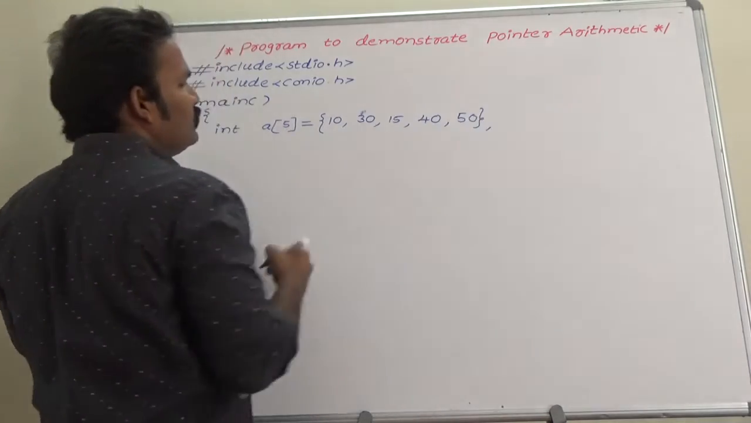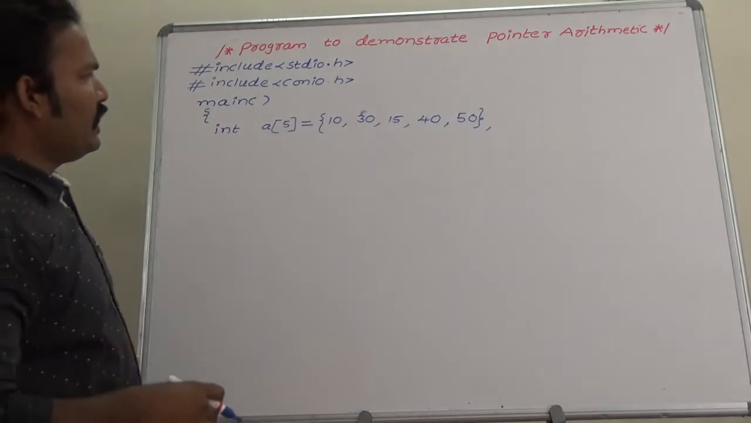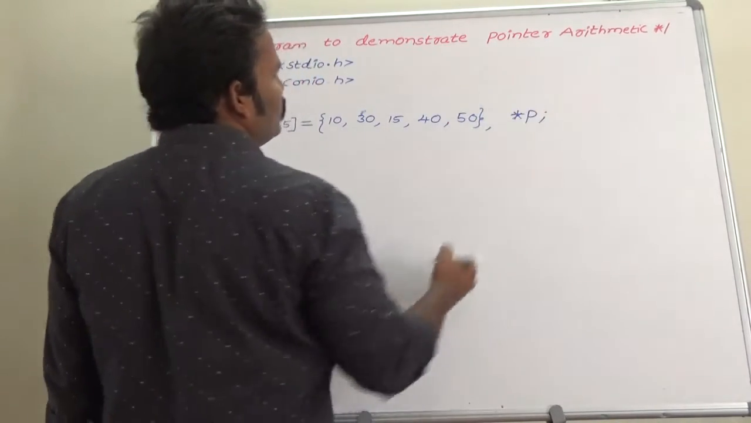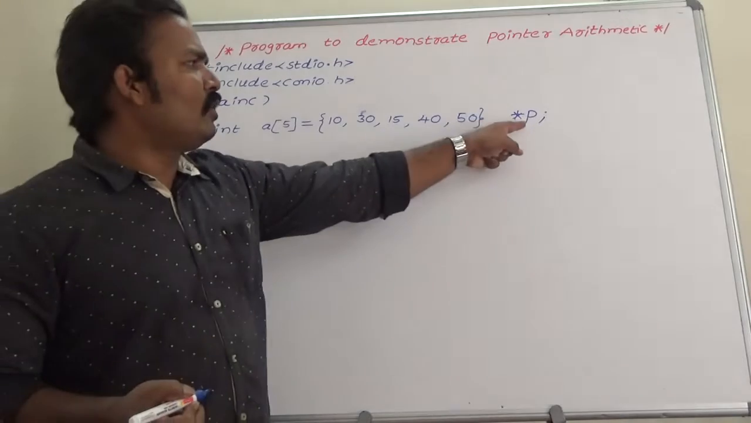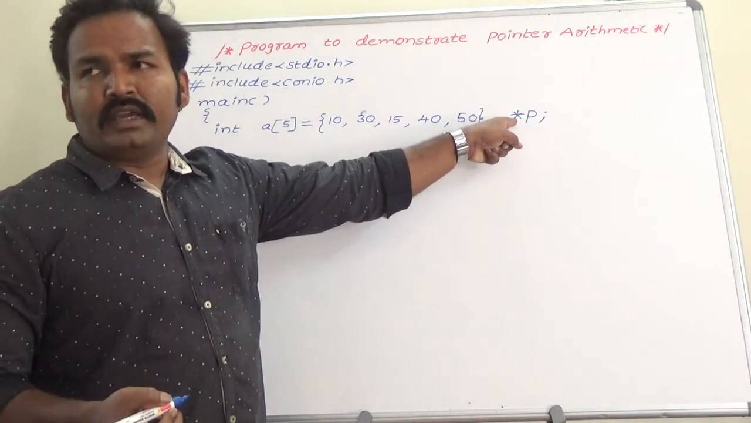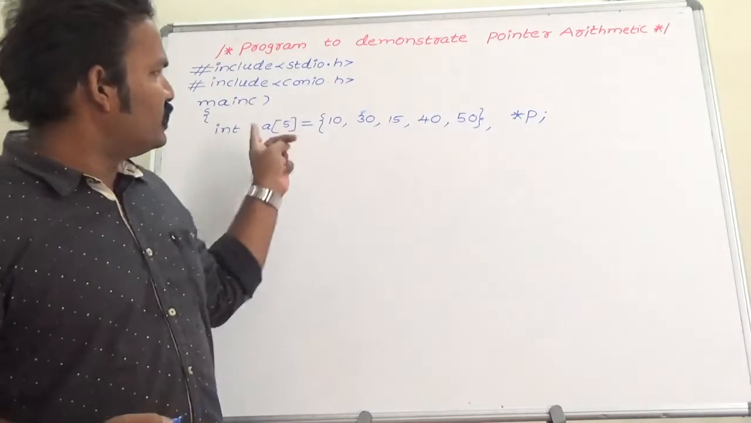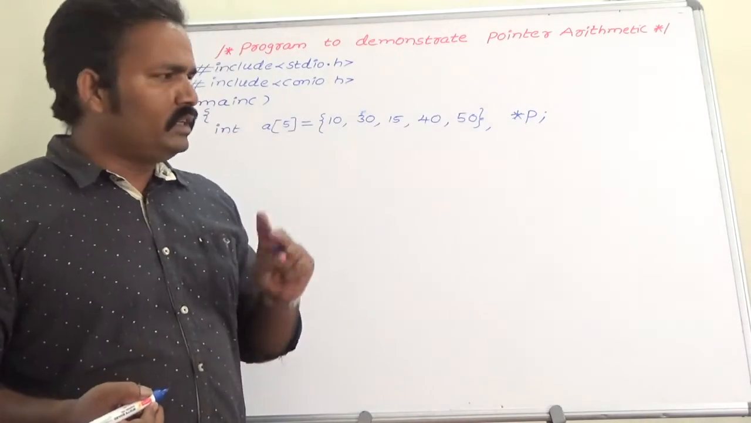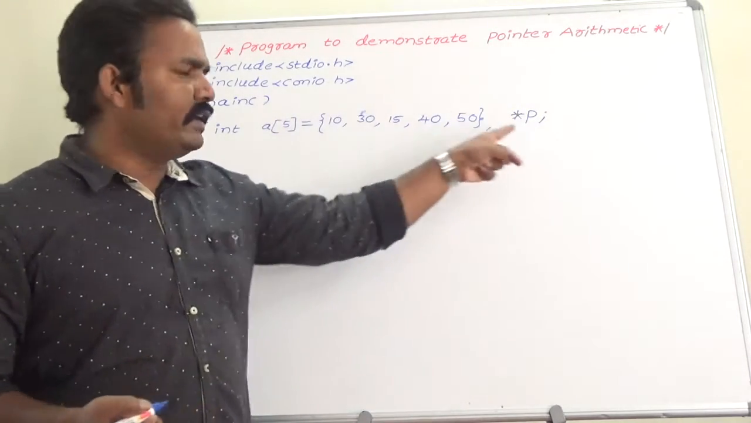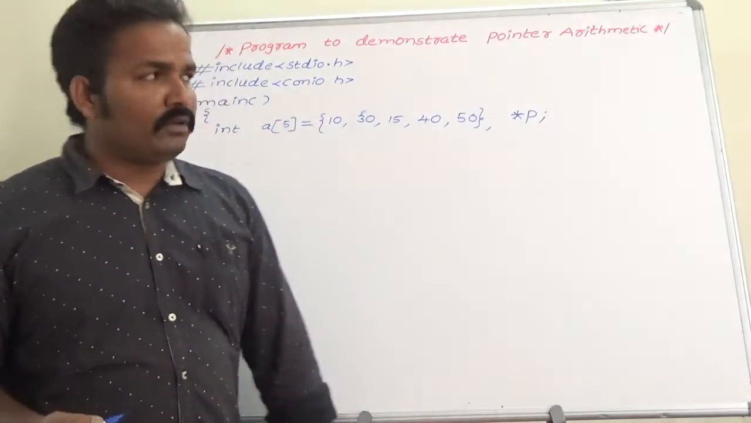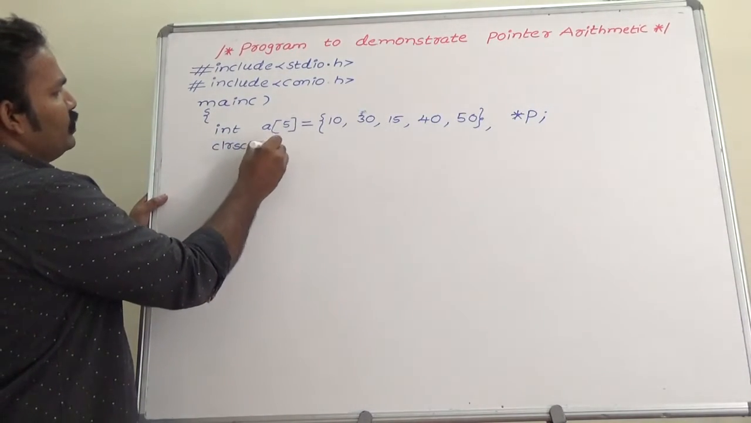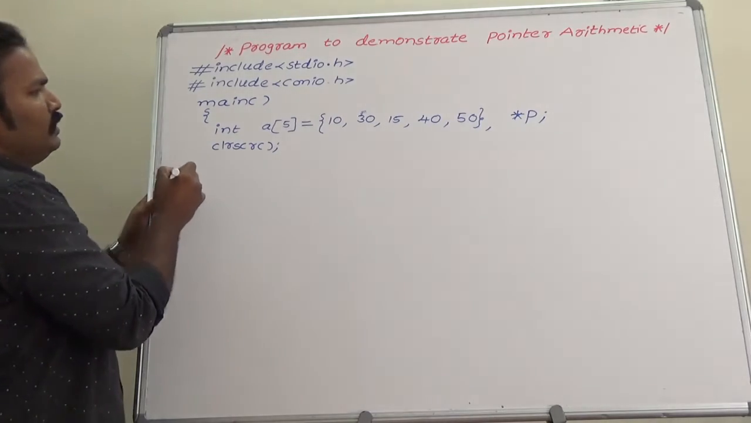So after declaring the array, I am declaring one pointer variable. A pointer variable can be declared by using the pointer operator. This is called a declaration statement. Here I declared one array variable, and I declared one pointer variable. clrscr is to clear the output screen.